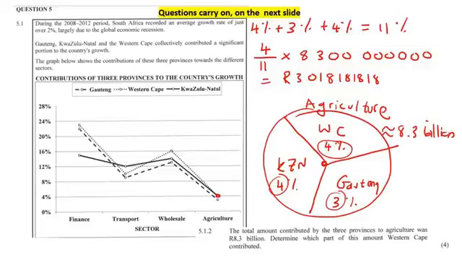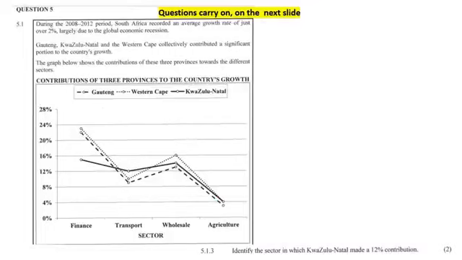Now that makes sense. If the total is 8.3 billion for agriculture and the Western Cape was nearly half, it was just a little bit less than half. So it makes sense that it's about 3 billion rand that was contributed by the Western Cape. Okay, let's go to the next part. Here's the next question over here.